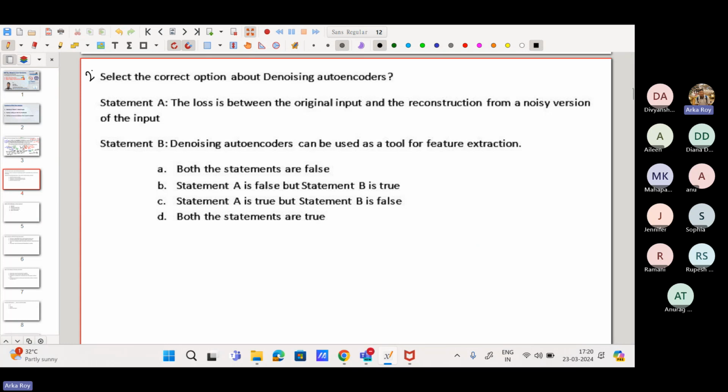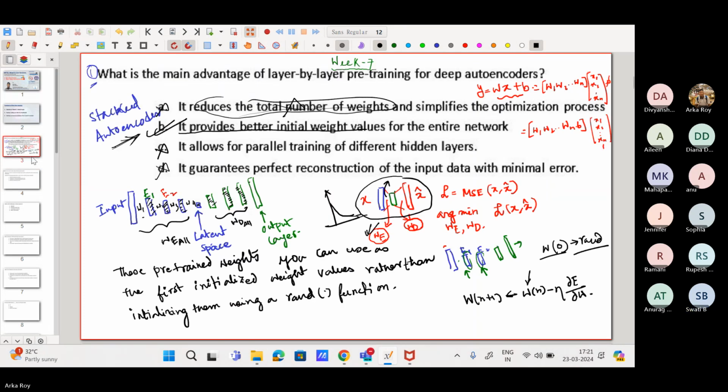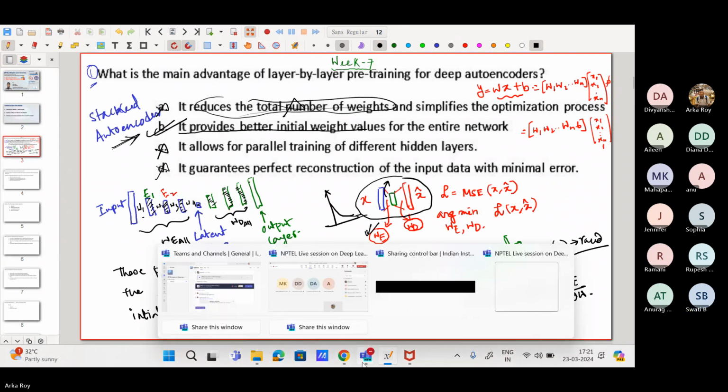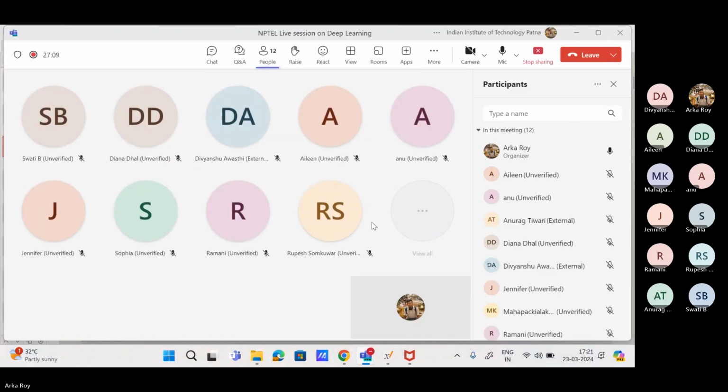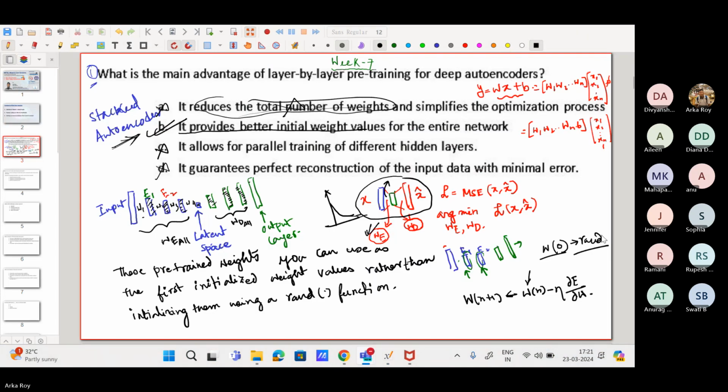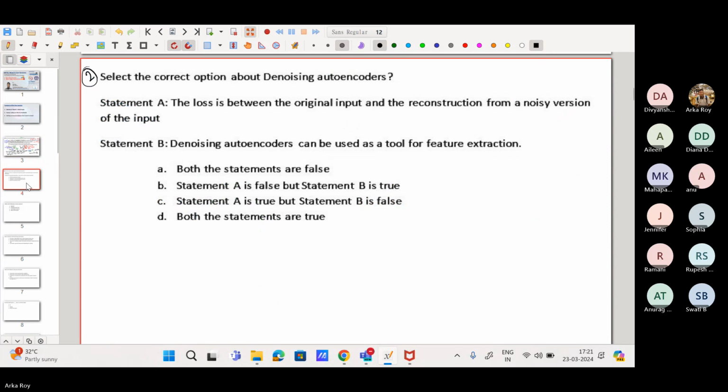Okay, the second question states to select the correct option. The second one states that you have a denoising autoencoder, and we need to find which one is the correct option. So statement A is, the loss is between the original input and the reconstruction from a noisy version of the input.